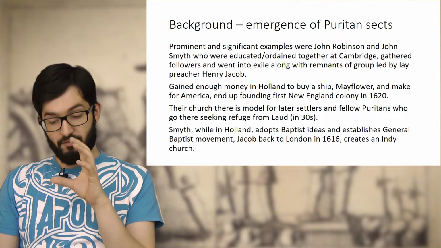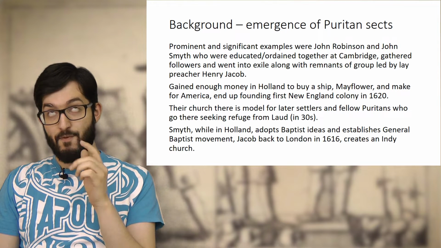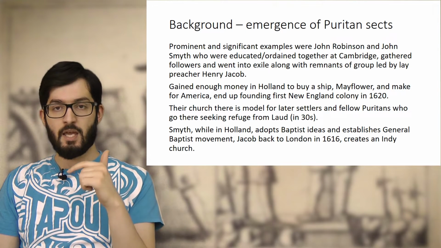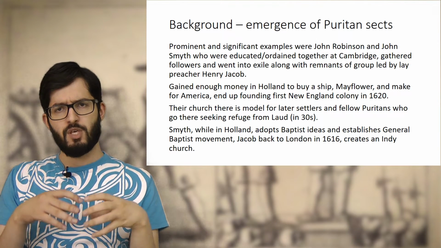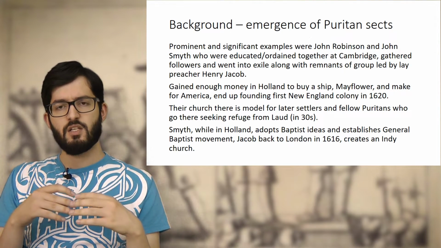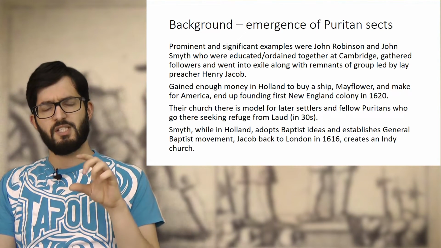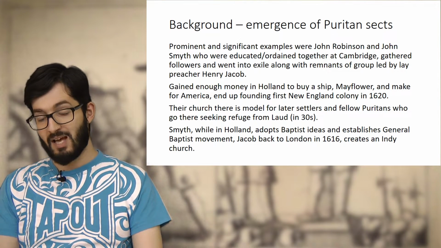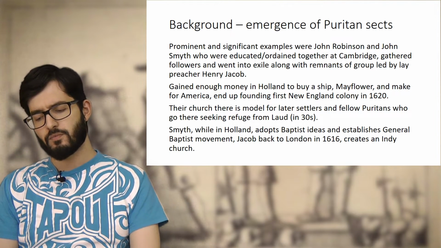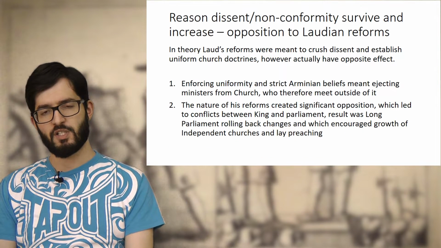The other man, the final one, Henry Jacob, moved back to London in 1616 and created his own independent church there. So this gives us a few examples of key Puritan preachers or leaders who emerge just before the beginning of our time period, as you start to see the growth of independent dissenting Puritan groups outside of the Church of England. So you have this slow growth and increase before our time period.